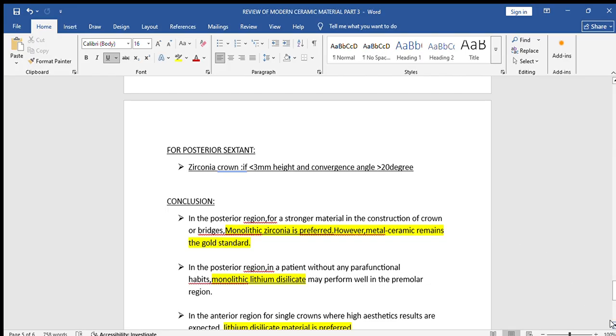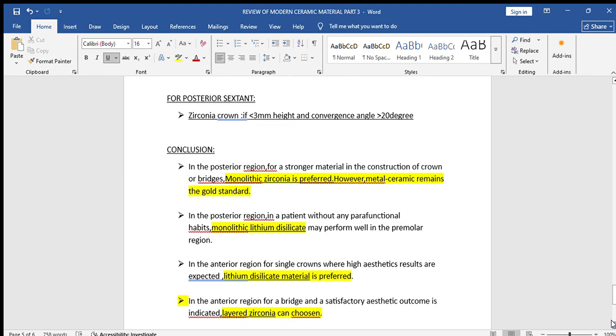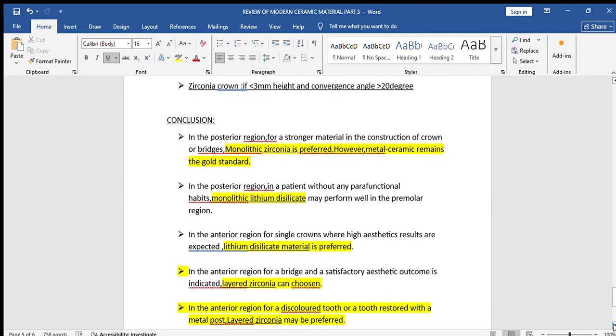If we summarize the basic indications of all ceramic materials, to conclude, we can say that in the posterior region, for a strong material in the construction of crowns or bridges, monolithic zirconia is preferred, but the gold standard will always be the metal ceramic crown. Second, in the posterior region, in a patient without any parafunctional habits, you will go for monolithic lithium disilicate. It may perform well in the premolar region, not in the molar region.